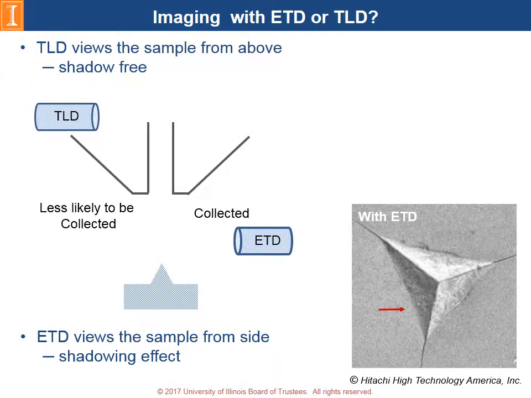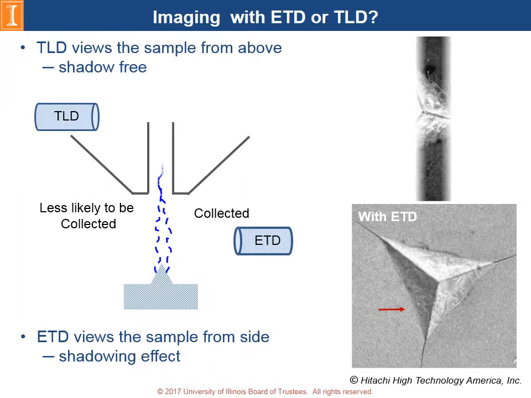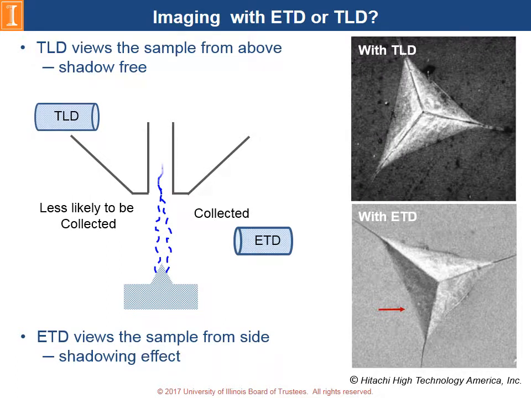TLD is located up inside the objective lens. It sees the sample from above. Regardless of where these secondary electrons are generated, inside the magnetic field they all spiral up the pole piece. So the secondary electron collection by TLD is symmetric. There is no shadowing effect, which is why in this image by TLD, all faces of the indent are equally visible.